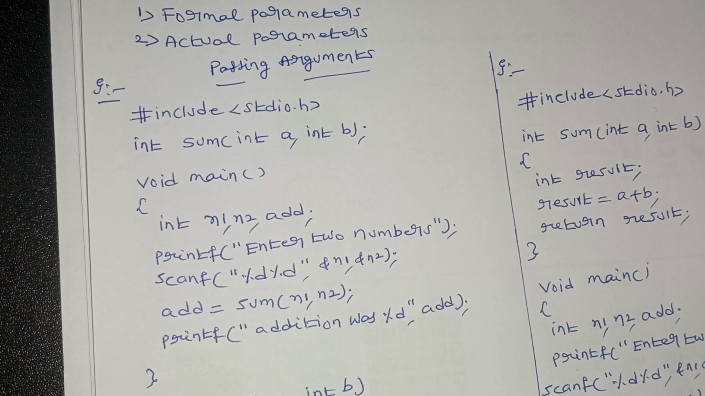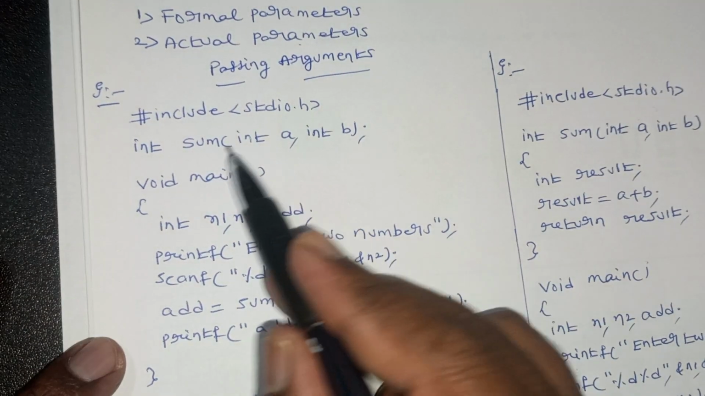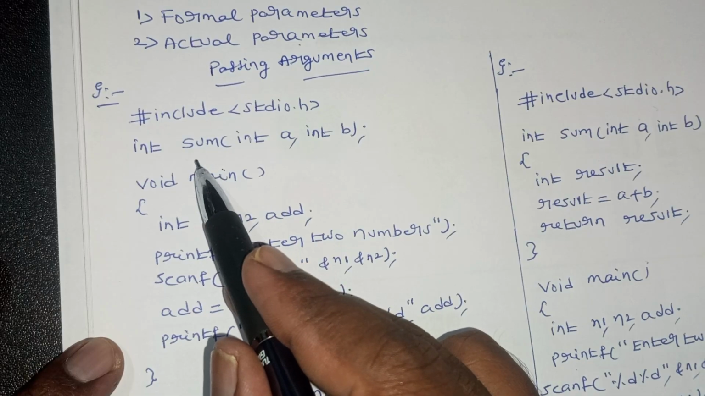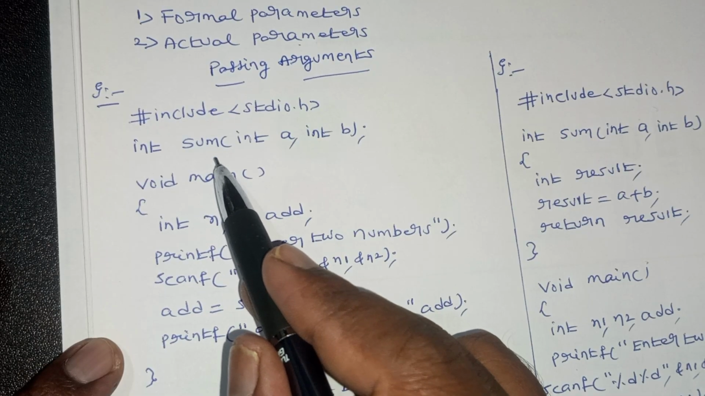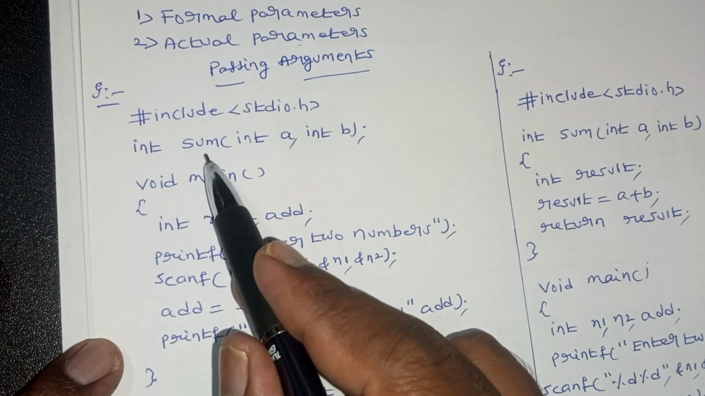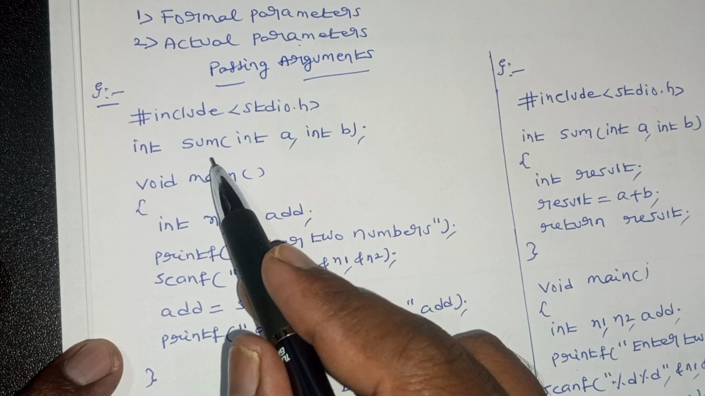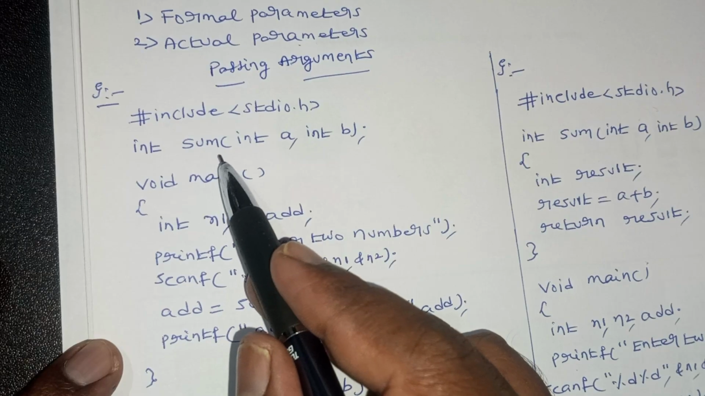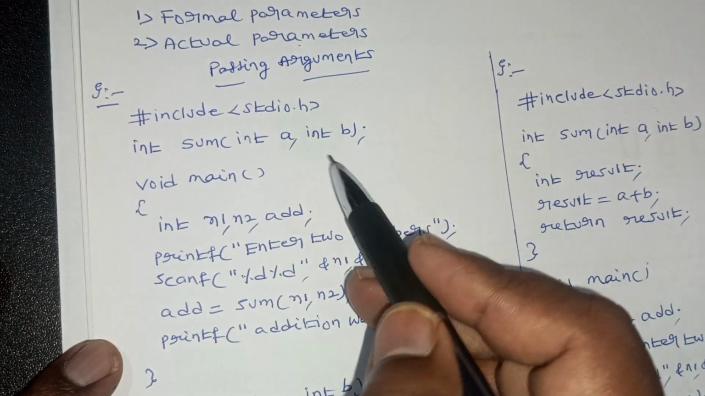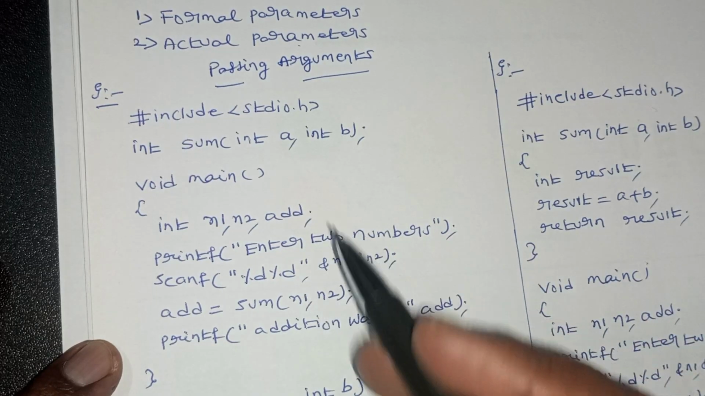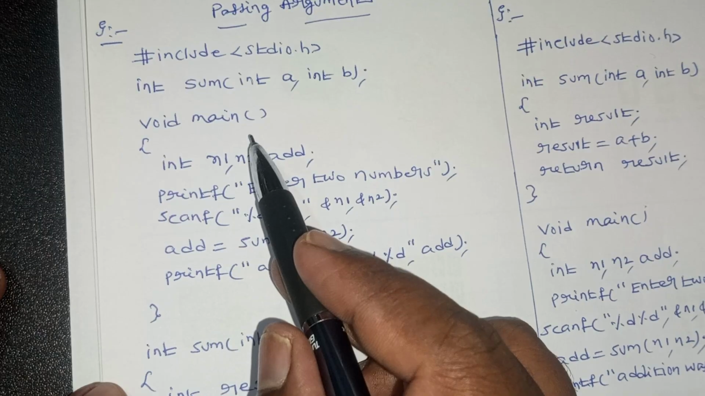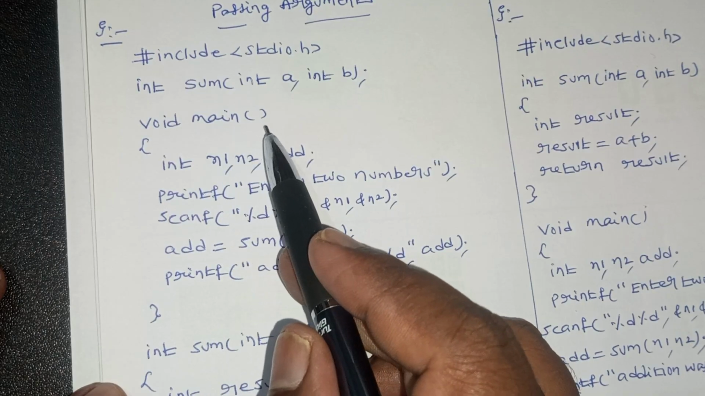Now you tell me, in this, what is sum? Sum is a user defined function. Why? Because it is not a system defined function, it is a user defined function. Why is it a function? After the name, I have braces, so that is a function. Now in this, what is the system defined function? Main. Main is the system defined function.